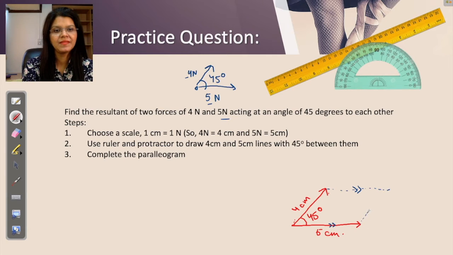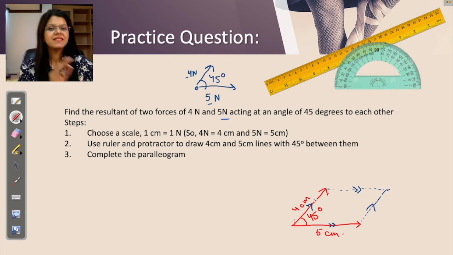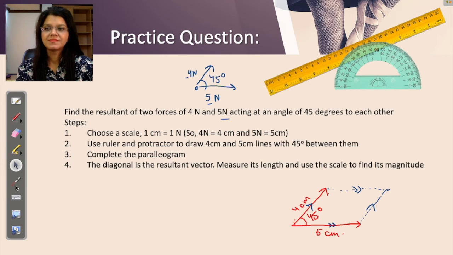Similarly, another line. This one is parallel to the 4 centimeter line. This completes your parallelogram. Complete the parallelogram, all of you. Pause the video if you want, and you can play the video to come back and understand point number 4. So what is point number 4 now?